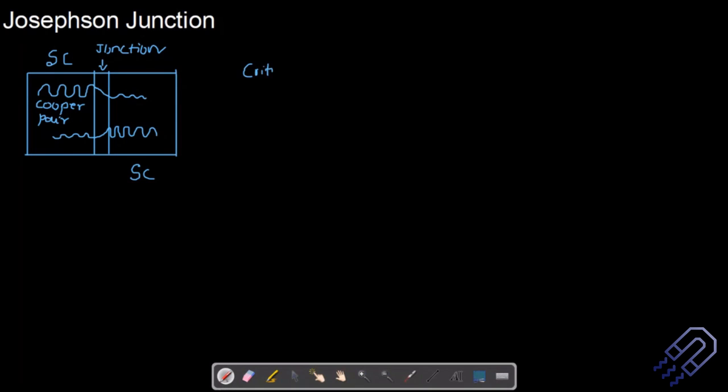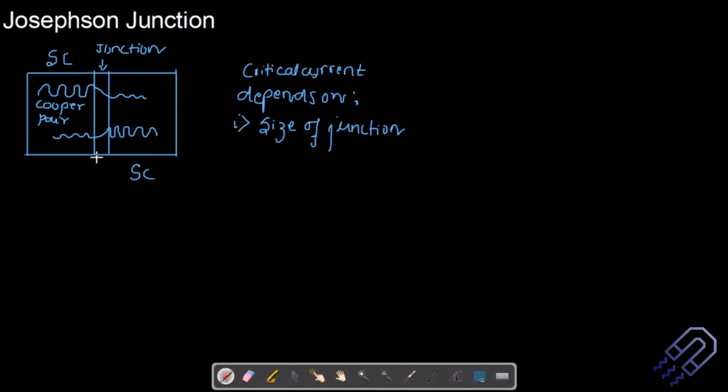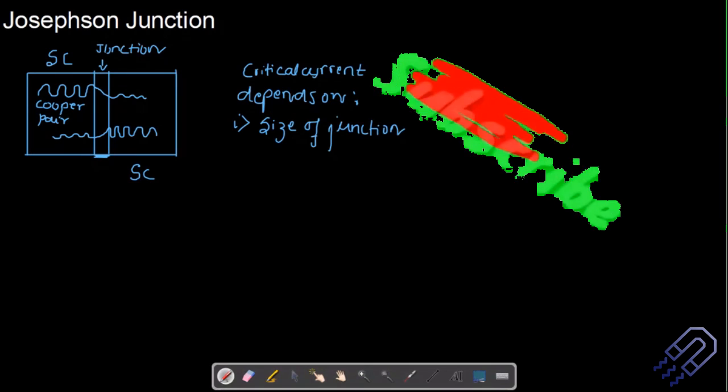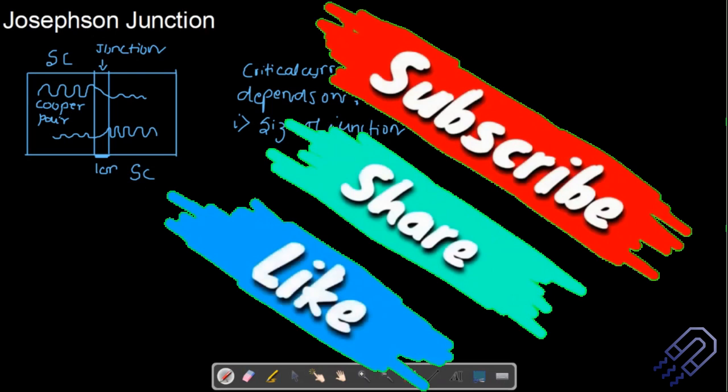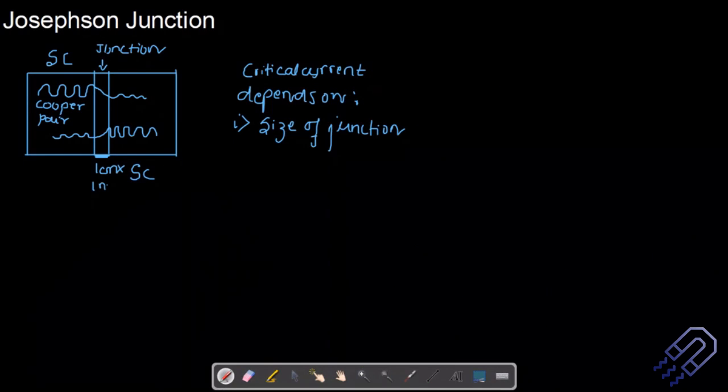This critical current depends on three factors. Number one, the size of the junction. I'll explain what I mean by size. In simple words, it means how thick this junction is. If this junction is around, let's say, 1 centimeter, this is not going to work. If it is around 1 nanometer, it is going to work. You have to understand that this size plays a very important role.